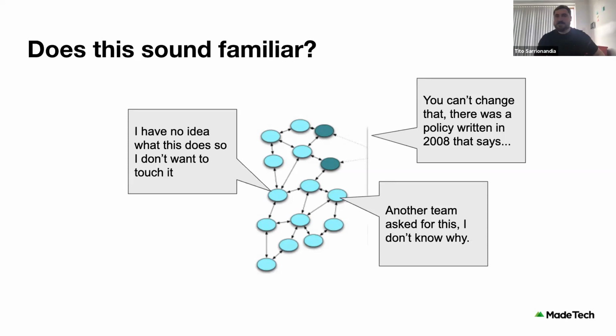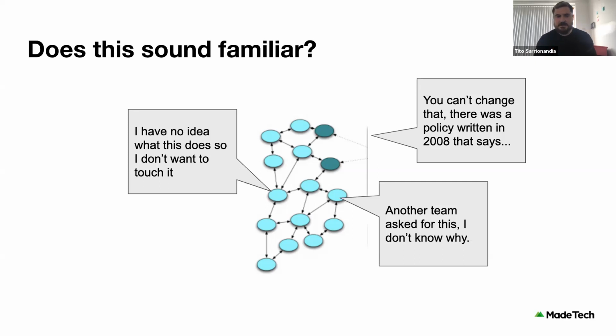And you point somewhere and then somebody pipes up and they say, oh, no, you can't change that because there's this policy back in 2008 that says this. And then you point somewhere else and somebody else says, well, I don't know what that does, so I don't want to touch it. And then you try somewhere else. Somebody says, well, another team asked for that. I don't know what it does, but it seemed important to them. This is what happens when your input is edge cases.